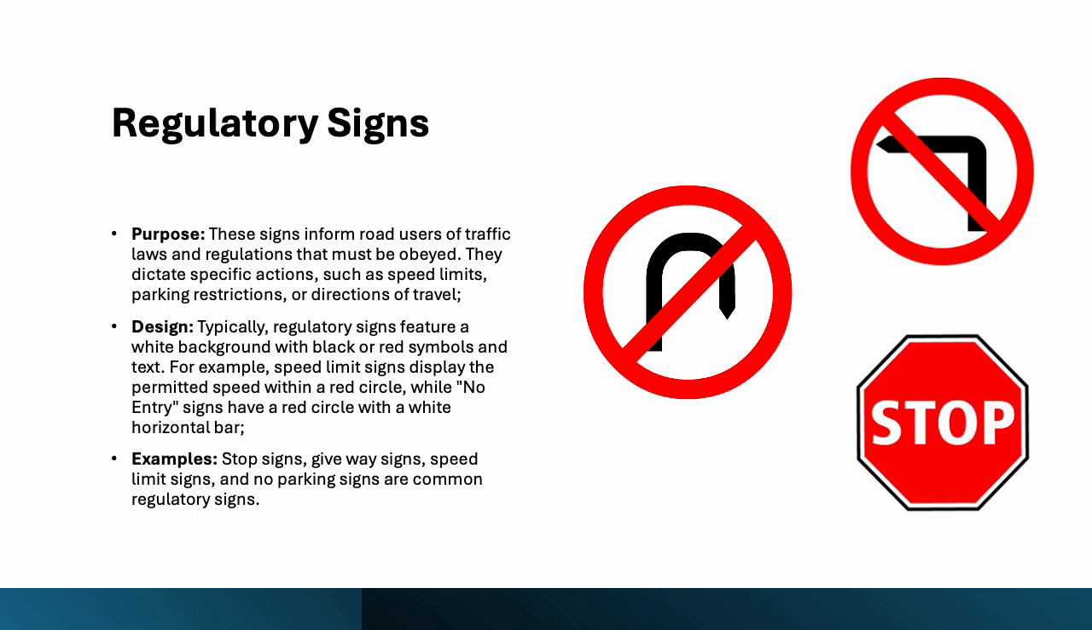Examples: stop signs, give way signs, speed limit signs, and no parking signs are common regulatory signs.